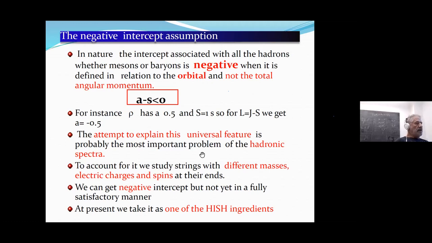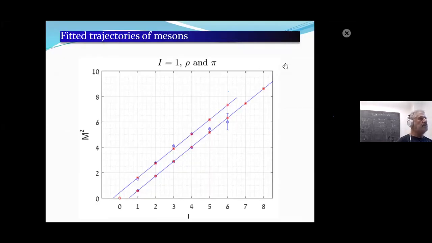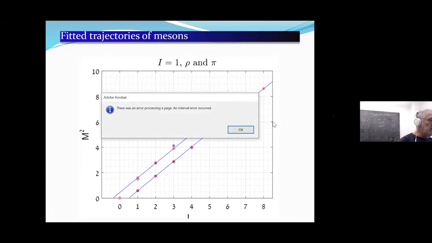Wait a second. Okay, so I want to emphasize that we don't have a fully satisfactory way to get this negative intercept, and I consider this one of the most important questions in this business. Okay, so let me show you now the fit that we do. We start from rho and pi for the isospin triplet, and these blue dots are the experimental values, and this is the line. For the very light, you see it's linear, almost linear, but what's going on?